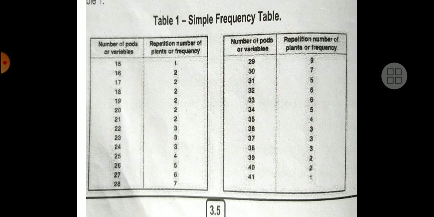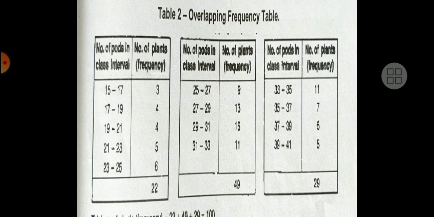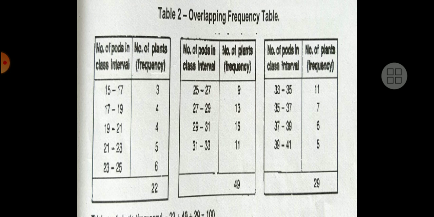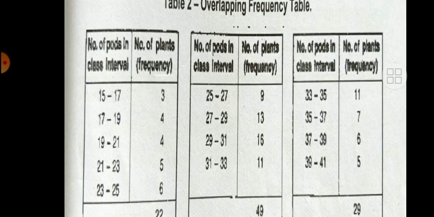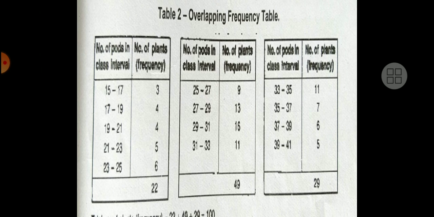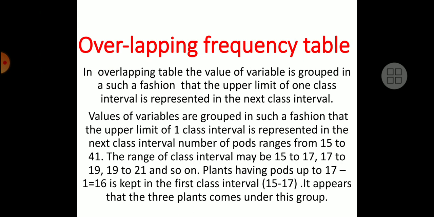Now, as I have already told you, this many types of tables, simply frequency table. In that table, the first table which we have seen, we took into consideration 100 plants and the age of those plants. Now table 2 is an overlapping frequency table. Now what is an overlapping frequency table? First we have to get an idea, and then we will be able to find out.